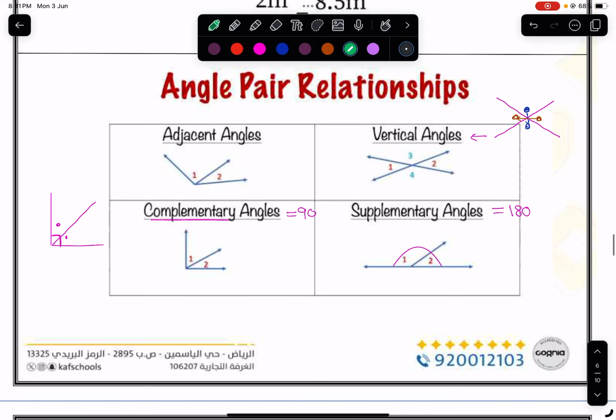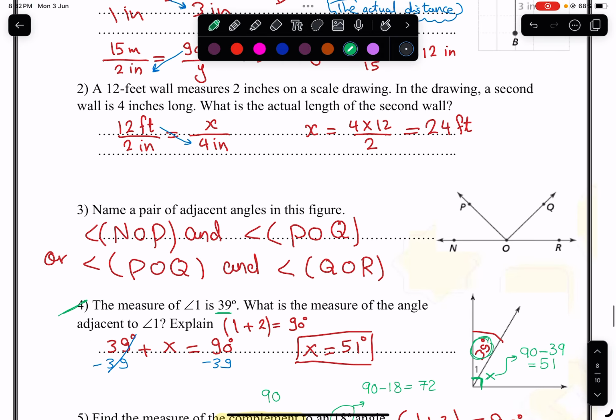Okay, good. Now let us take the adjacent angle. An adjacent angle is not a supplementary angle and not a complementary angle. It's adjacent. So we can't calculate the angle. We can't say an adjacent angle is 180, no. An adjacent angle is 90, no. I just ask you to name the adjacent angle. Let us take a question.